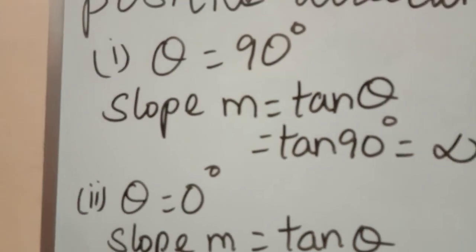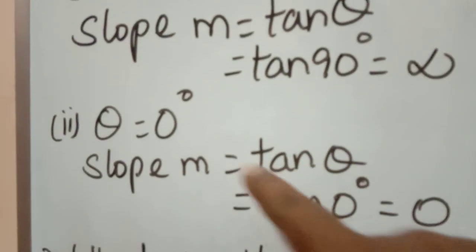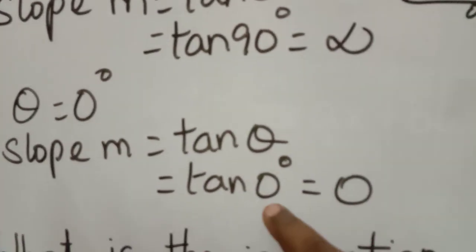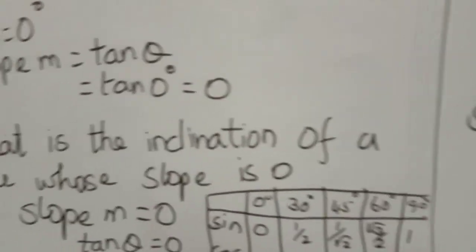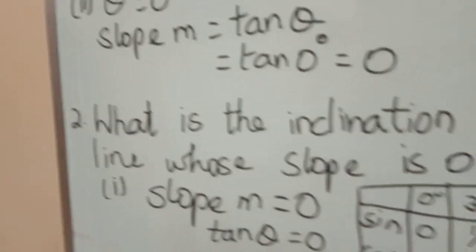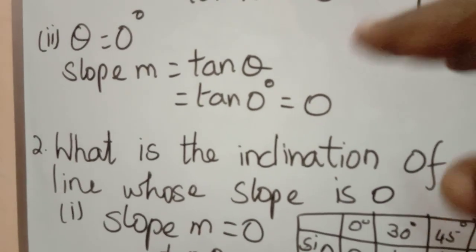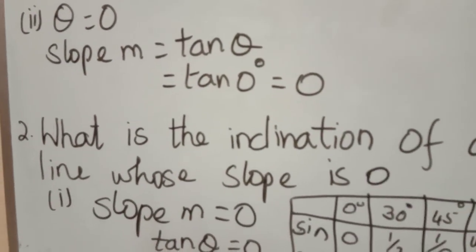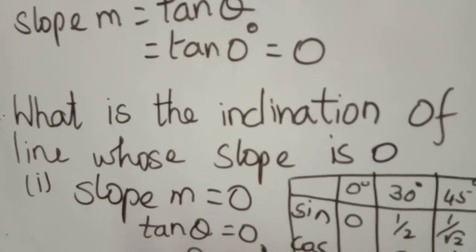Second subdivision: theta equal to 0 degrees is given. If the angle is given, slope m equals tan theta. So tan 0 degrees is 0, so the slope is equal to 0. Question number 2: what is the inclination of a line whose slope is 0? In question 1, inclination theta is given and we find the slope. In question 2, slope is given and we have to find inclination, that is theta.